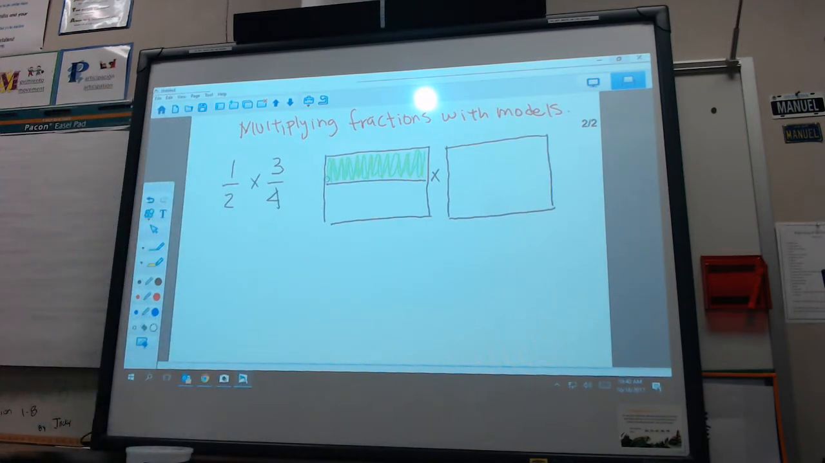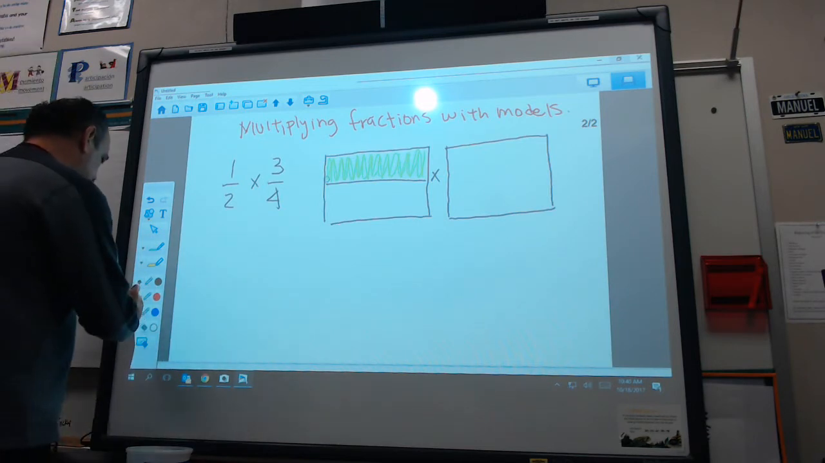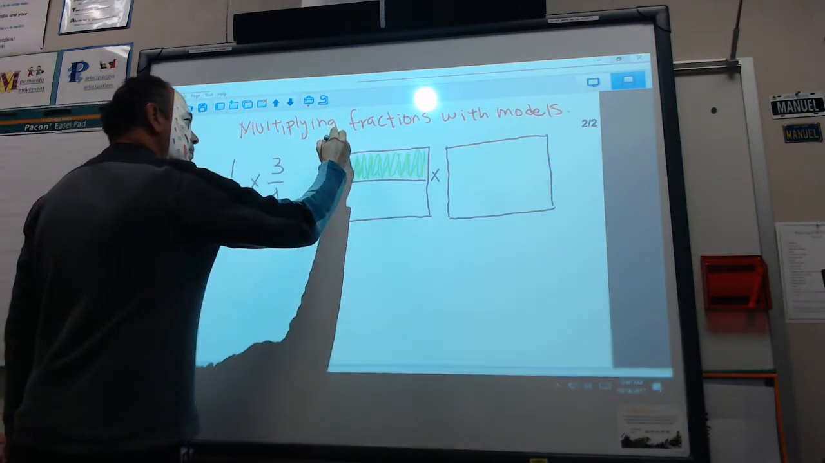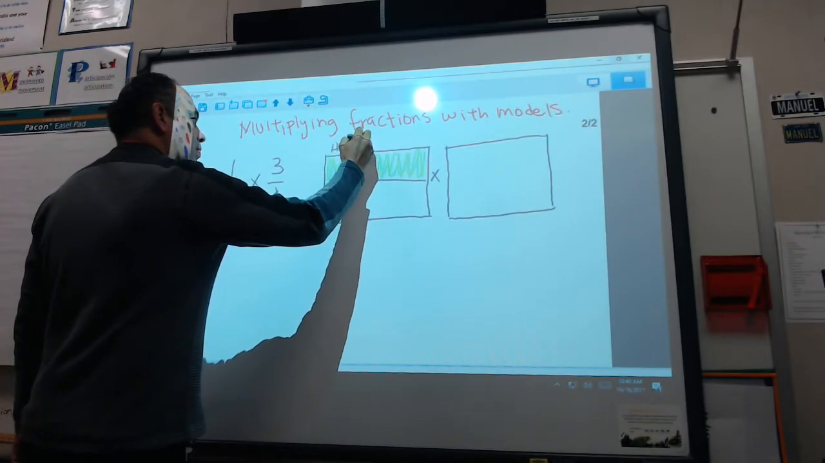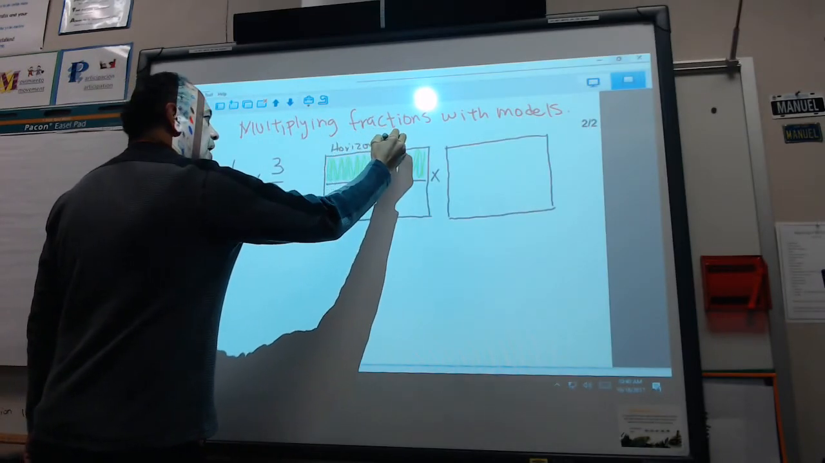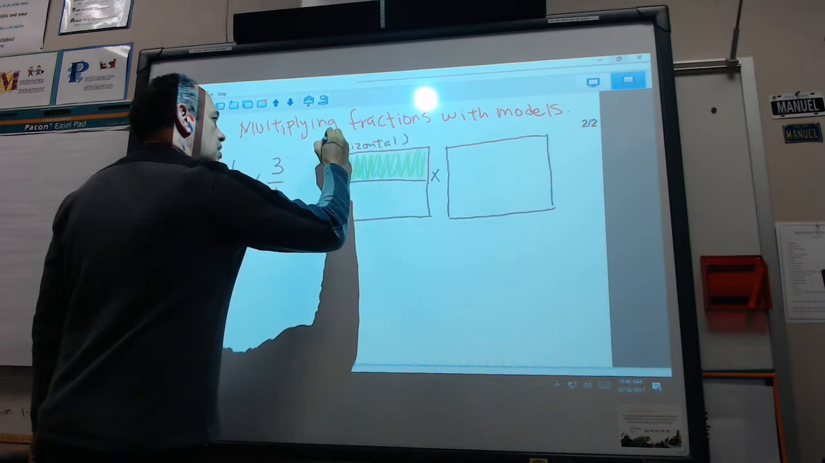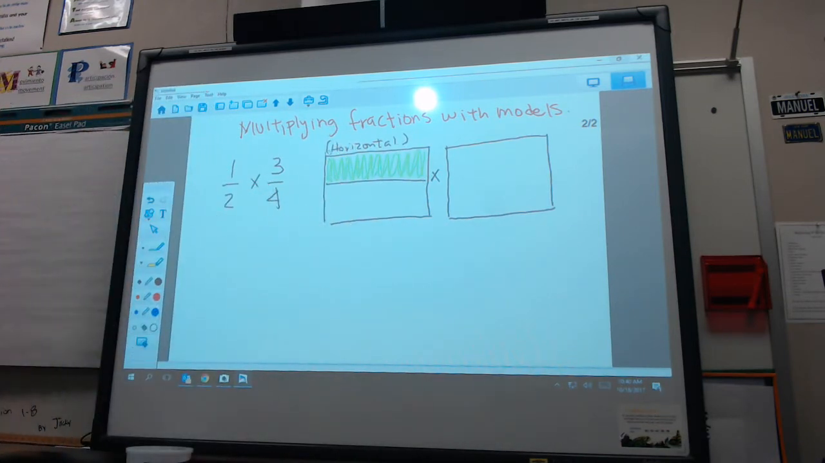Okay. I don't have color. All right, now I need you to look at this. I made my model of a half. I did it horizontal.